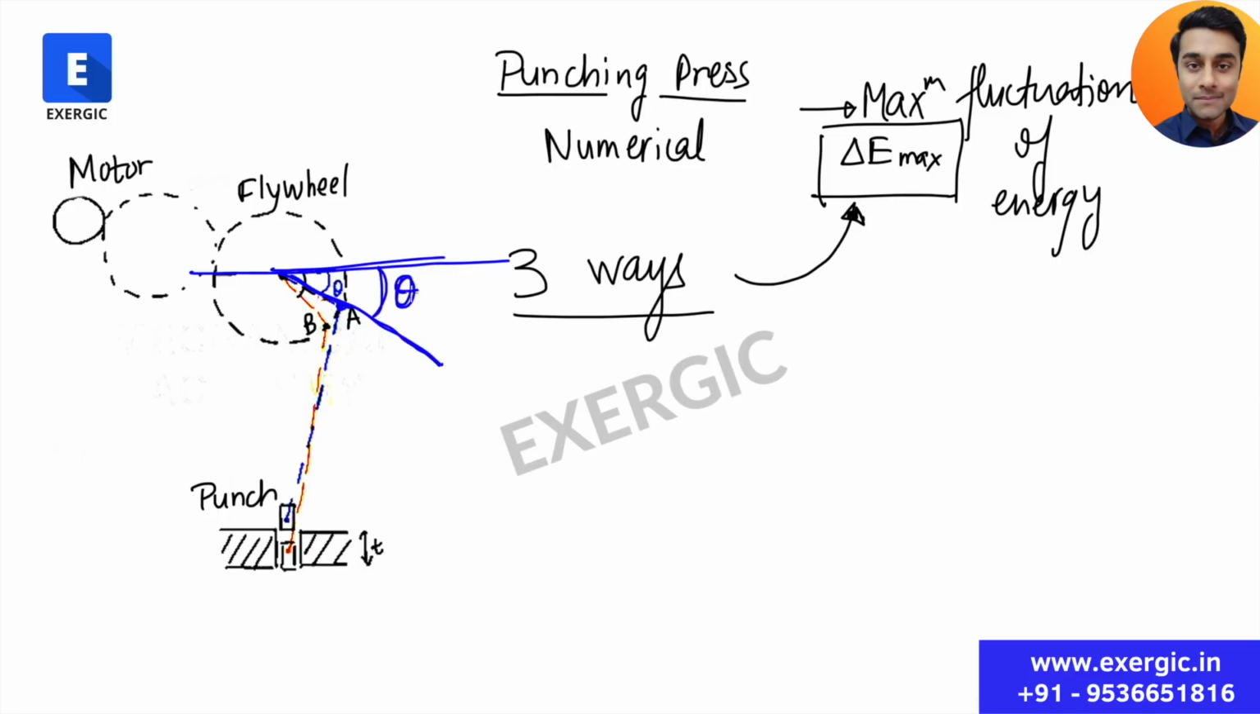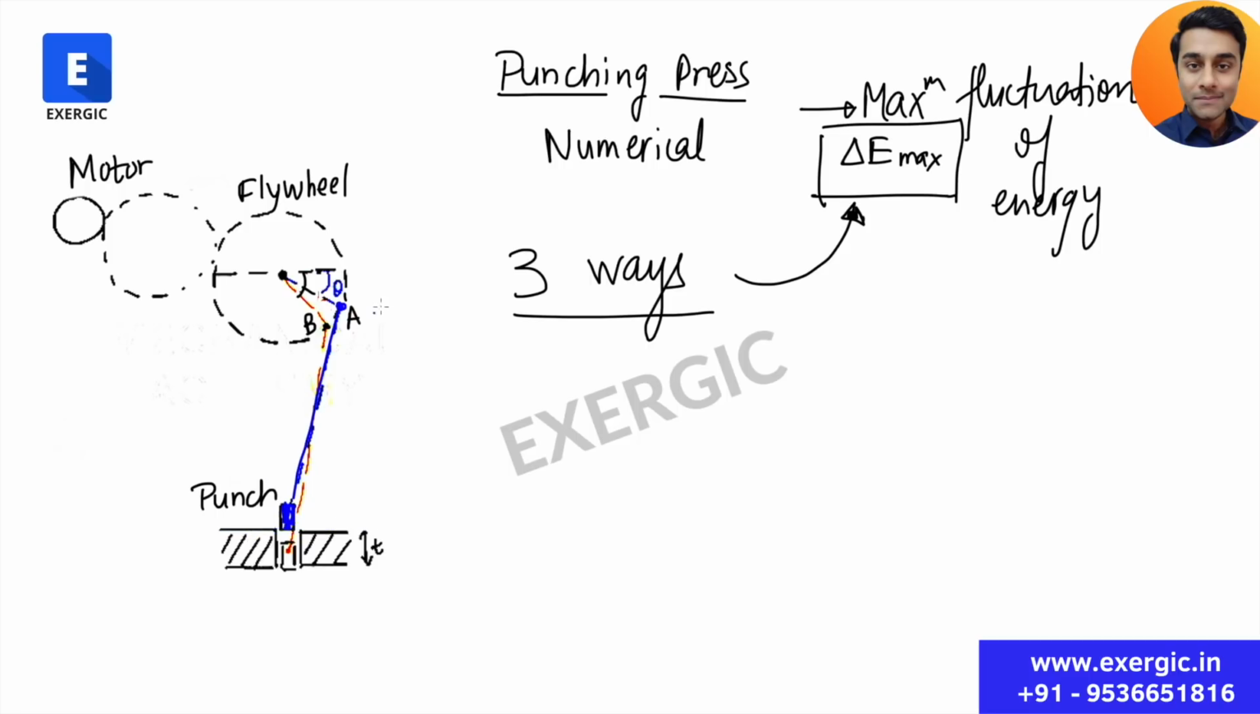This is the angle theta which it is making from the horizontal. Okay, now when it is at point A, the cutting tool or the punching tool or the riveting tool that we have is just starting to do the machining operation.